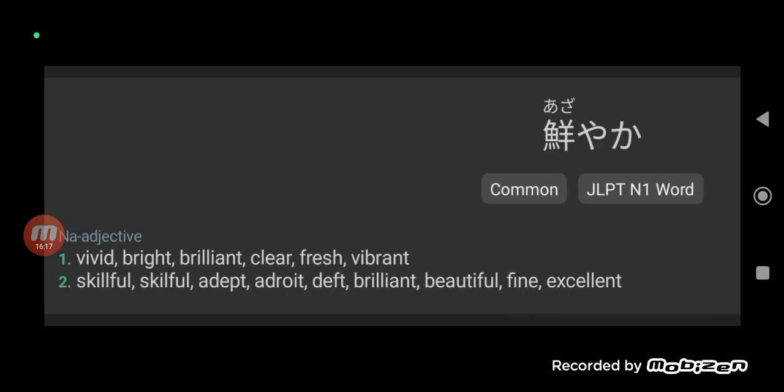Okay, so what is azayaka? Azayaka is actually a JLPT N1 word, and it means not only vibrant but also vivid, brilliant, or bright, clear, or adroit, adept.